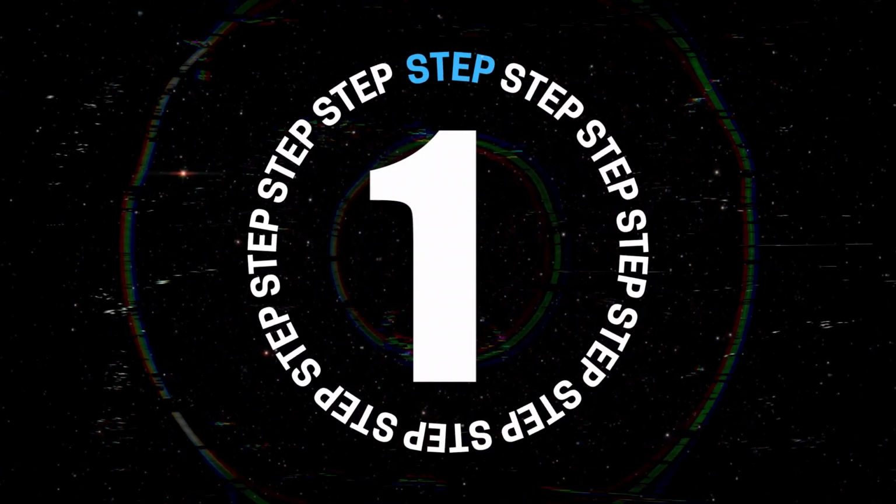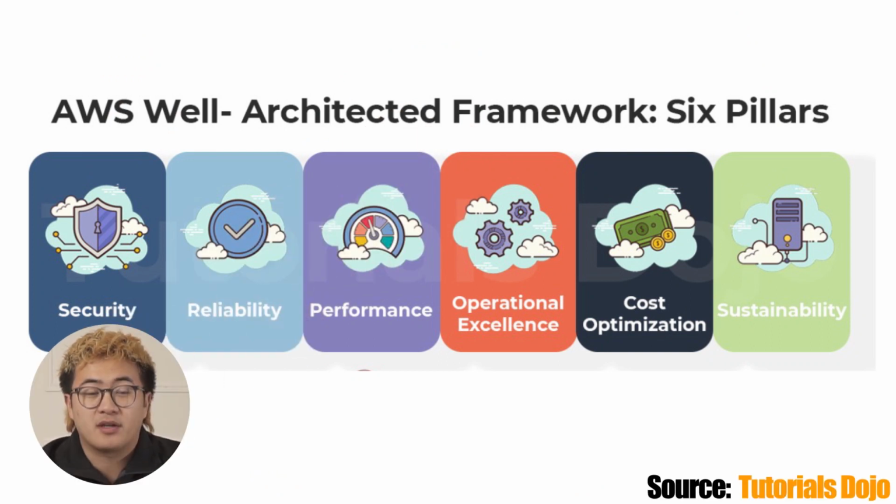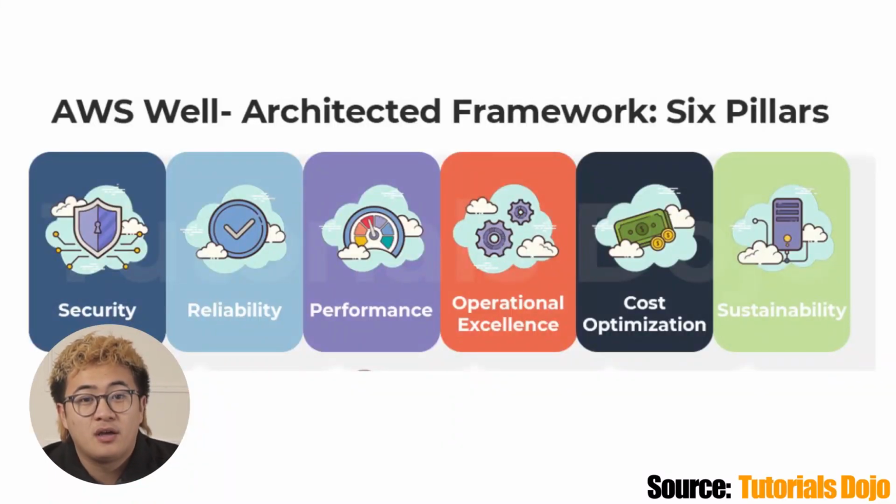Step number 1. The first thing you need to do is read through the Well-Architected Framework. This framework consists of 6 pillars and essentially comes from decades of experience and of learnings from different solutions architects helping customers to build solutions in the cloud. It's so important and it's so vital. And the reason why, as a solutions architect, you need to know it is it acts as a framework to help you build good architectures.